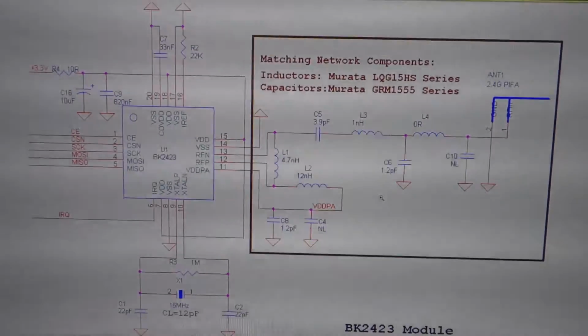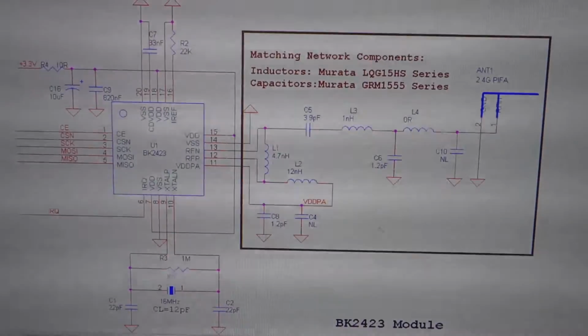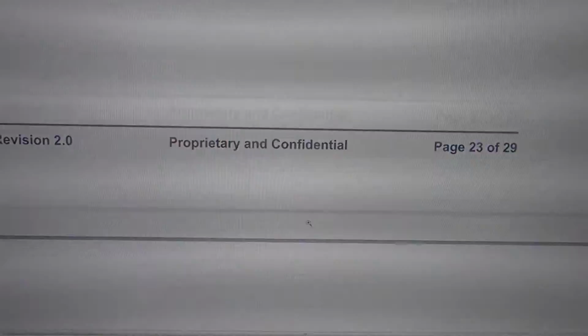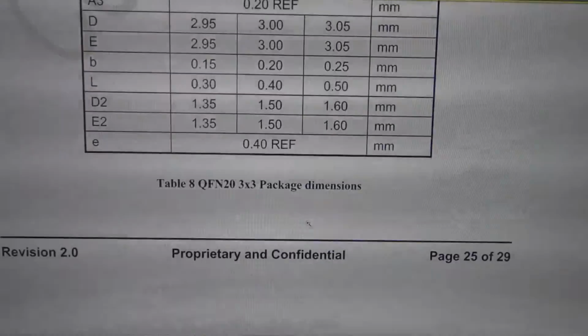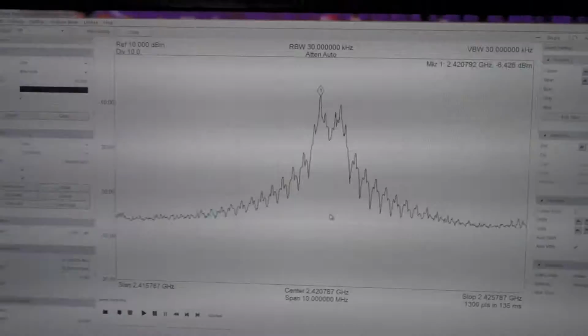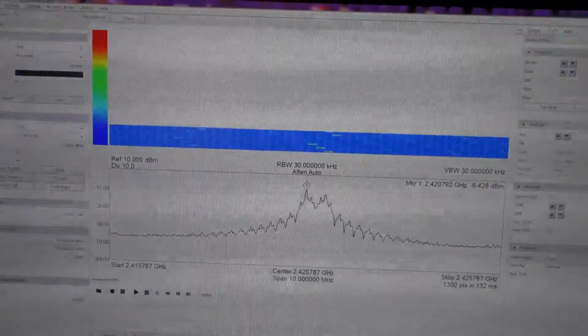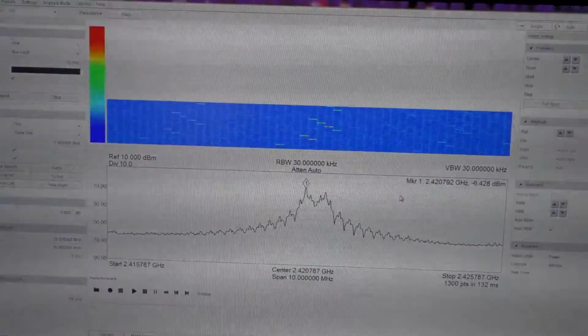We see here a typical application as well. Possibly this is inside the Syma copter. This is the packaging. So yeah, this is what we got. Here's again the spectrum plot. You can see it in 2D as well.